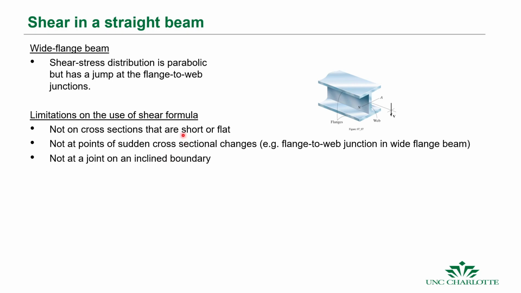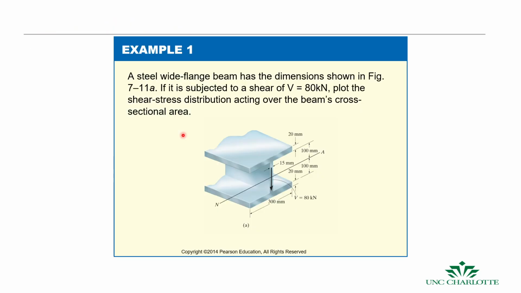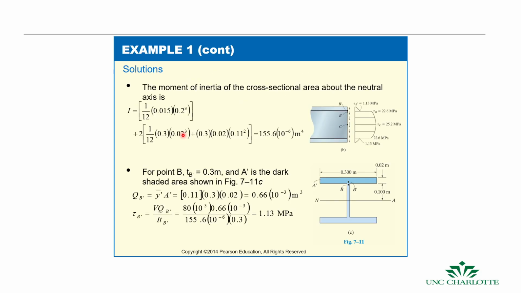Okay, and so it would take a little bit more than we cover in this class, but you need to be aware of that. Okay, so this is a wide flange beam. The shear is 80 kilonewtons. This is just an example of how we actually use those equations. So we can look at the shear formula at different points. Remember, the shear formula is the thickness and then the A prime above it.